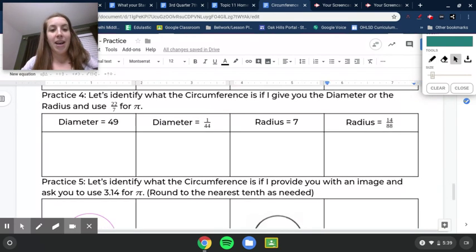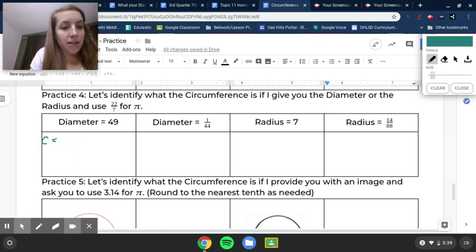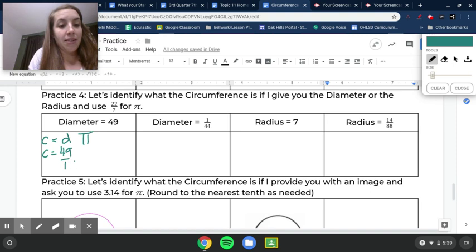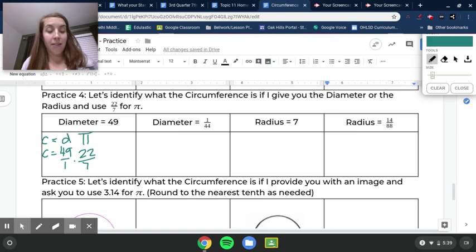Practice 4. Let's identify the circumference if I've given you the diameter and the radius and use 22/7 for pi. Doing the same thing, except instead of using 3.14, you're going to use 22/7. So here we go. We have C is equal to diameter times pi, or pi times diameter, either way you look at it. C is equal to, and since I'm using 22/7, that 49, I'm going to write it as 49/1 times 22/7. You can write it or you can type it in your calculator as a fraction if you want to, and it'll get you your answer.